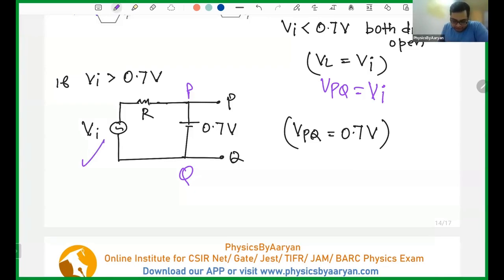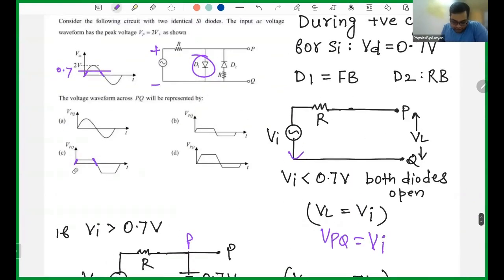I can give this input any value. I can give 3 volt, 5 volt, 6 volt, anything. But what will my voltage across PQ remain? It will always remain 0.7. So you can clearly see after you cross 0.7, your voltage becomes constant. And when you again reduce to 0.7, it will again come like this. So do you understand the forward biasing circuit?